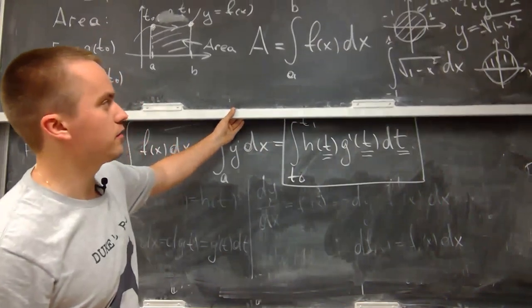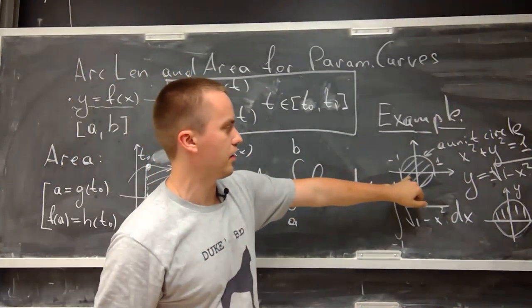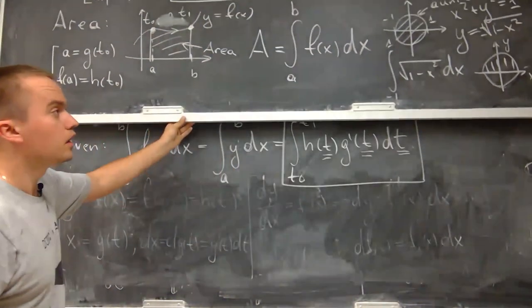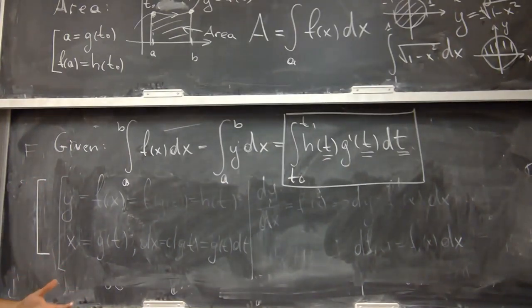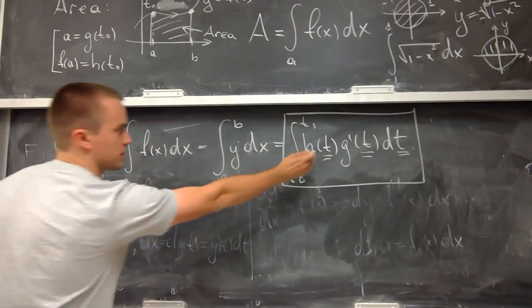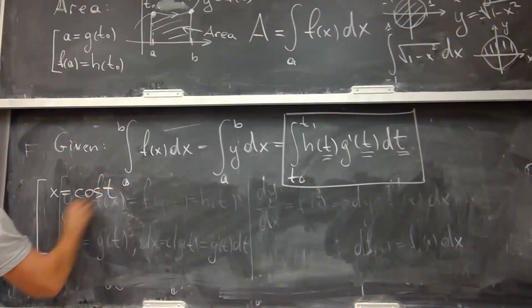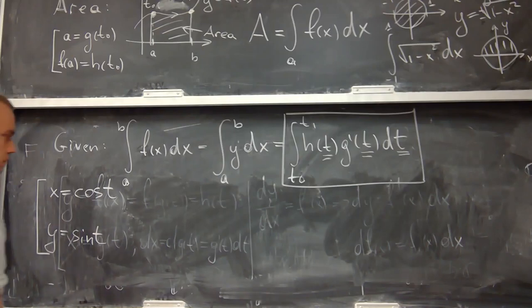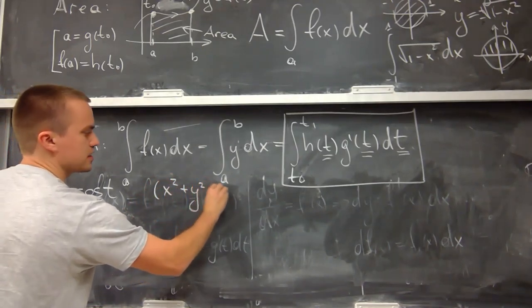And let me give you an example of how to apply this formula to find the area of a unit circle. So let's see what I'm going to get. We remember that the first thing you need to do, if I want to solve this problem, is find the parameterization for a unit circle. And if I'm given a unit circle, we remember the parameterization is going to be x equals cosine t and y equals sine t, because the unit circle is described by the equation x squared plus y squared equals 1.